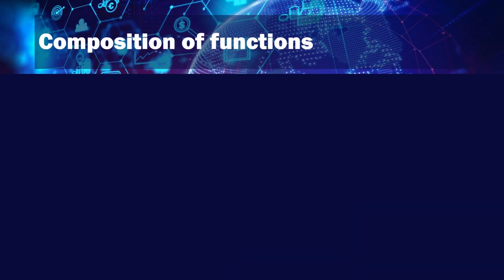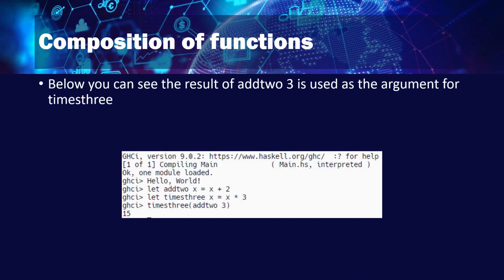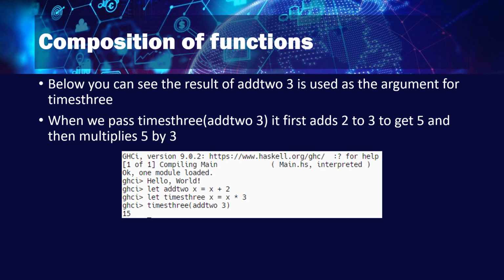Below you can see the result of the function add2 3 is used as an argument for the function times3. When we pass times3 (add2 3), it first adds 2 to 3 to get 5, and then multiplies 5 by 3 to get 15.